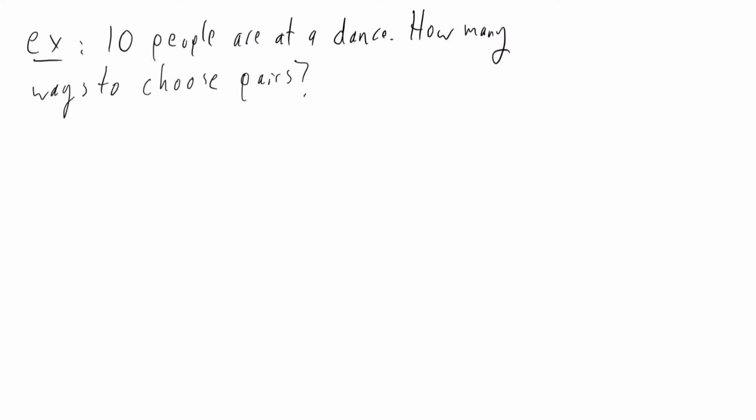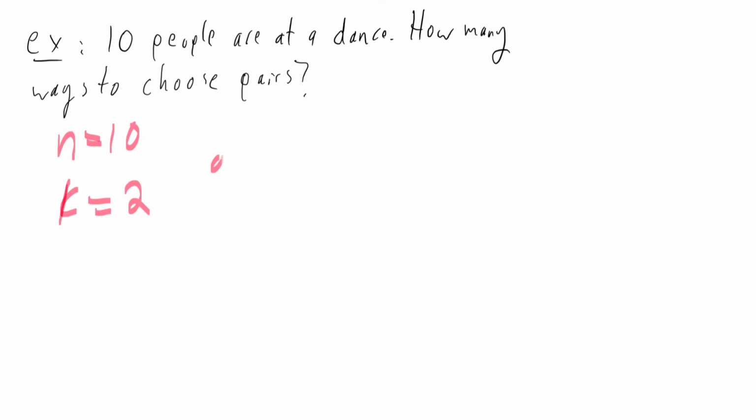A very simple example: I have 10 people at a dance, and I want to know the number of ways to choose groups of 2, to choose pairs. So clearly, n will be 10 and k will be 2. The only question is, in this scenario, does order matter or does it not matter? Well, I would say it does not matter, because once I choose a pair of dancers, it doesn't matter who was listed first and who was listed second. They're just dancing with each other. There's no hierarchy here. So we would say order doesn't matter.